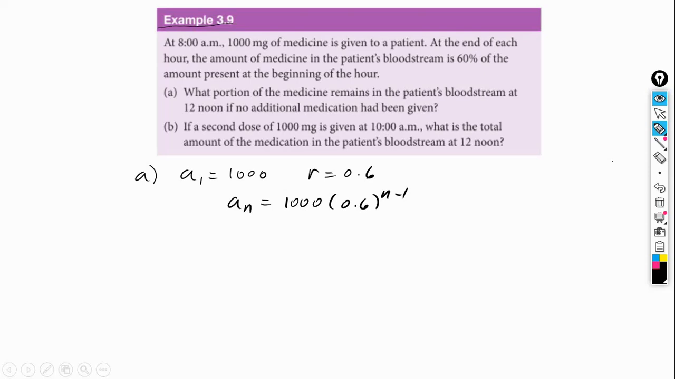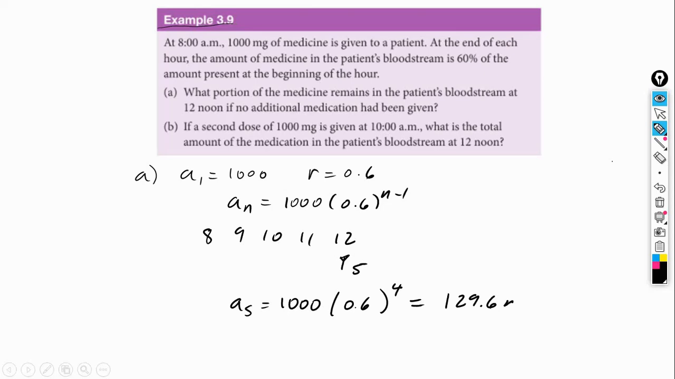So here you have to be careful with the time, because the first dose is at 8, then it starts gradually going down. So 9, 10, 11, and 12. So 12 is the fifth term of the sequence. Therefore, at noon, we would say that it's 1,000 times 0.6 to the power of 5 minus 1, or 4, and then just plug this into the calculator, and you're going to get 129.6 milligrams.